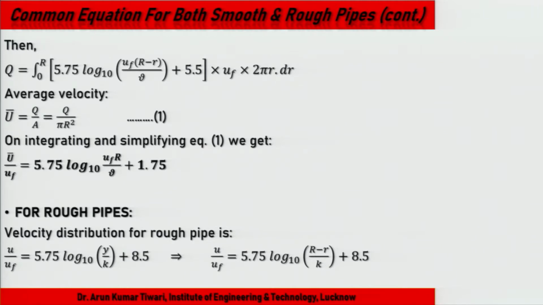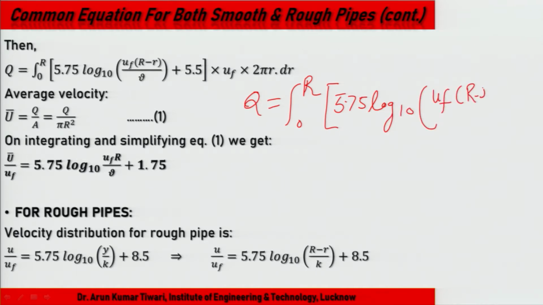Then again, how do we calculate Q? Q is the integral from 0 to R of 5.75 log base 10 of u f into (R minus r) plus 5.5, into u f, into 2 pi r dr. This is the total discharge.